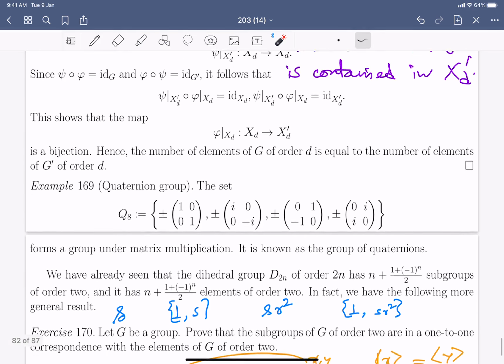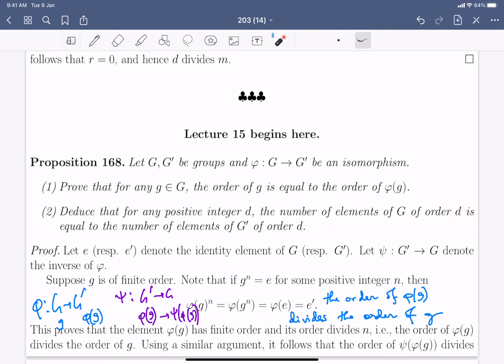So for instance, you can try to apply this proposition in several manners. For example, you can try to count the number of elements of order d in one group and the number of elements of order d in the other group for several integers d. You could start with d equal to 1, well, then this is going to be the same, because the number of elements of G of order 1 is equal to 1, right?